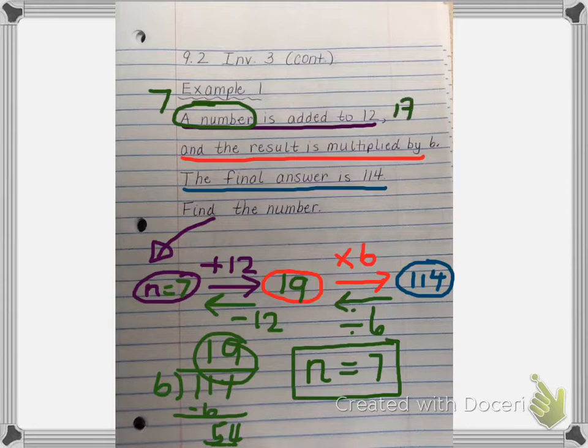And the result is multiplied by 6. So let's find out what 19 times 6 is. 9 times 6 is 54. And 5 and 6 makes 11. 114. The final answer is 114. There's my check. The solution is n equals 7.